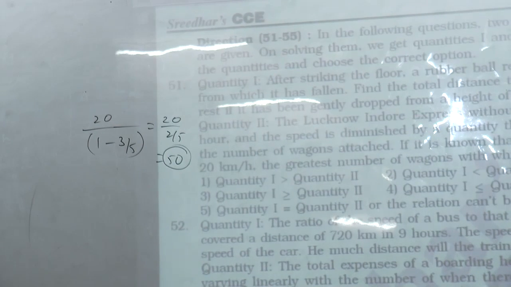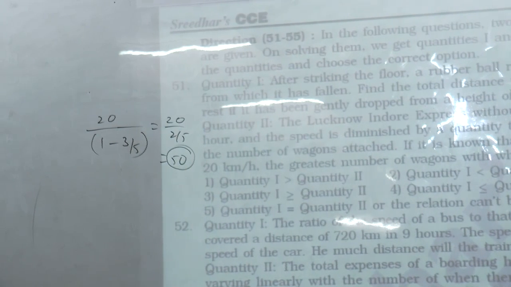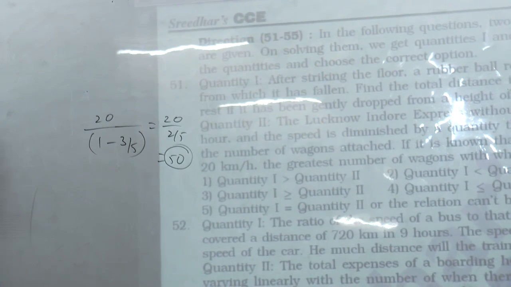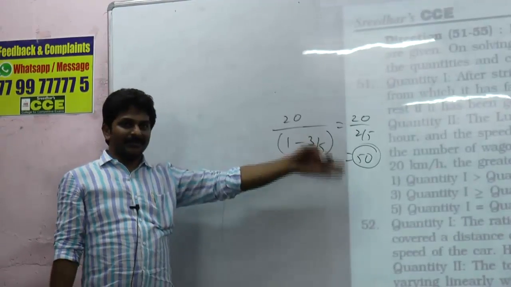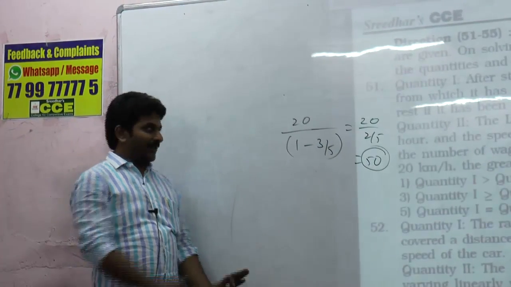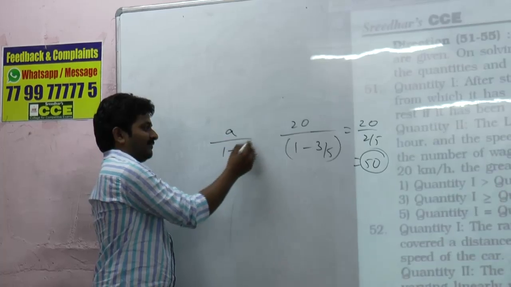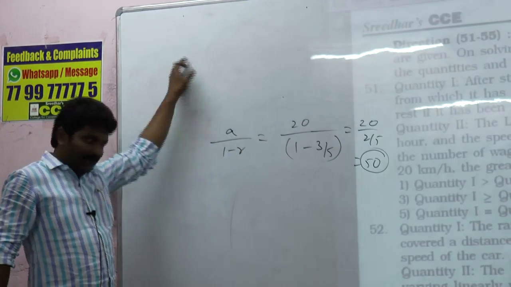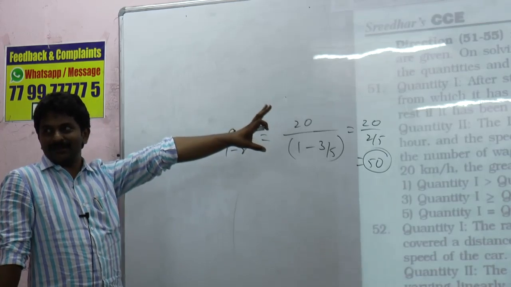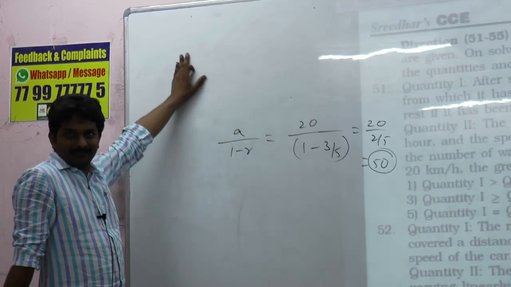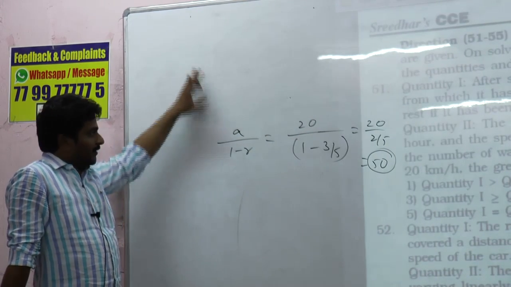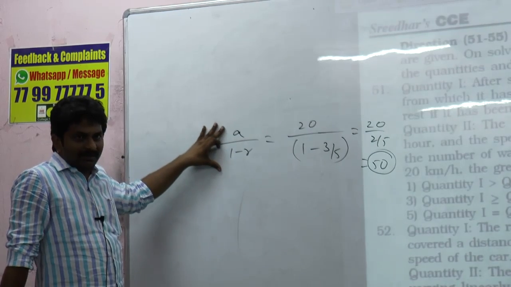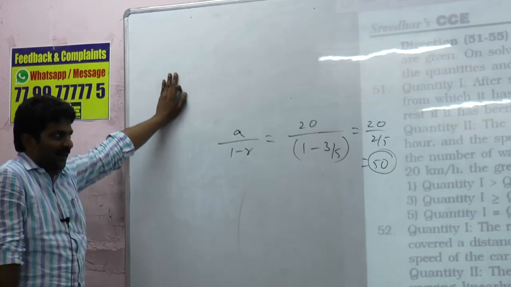Height is 20, r value is 3 by 5, 1 minus 3 by 5 is 2 by 5, that is 50 meters. If your formula is right, then that is the right answer, but I don't know the formula. But you have to use sum of infinite terms in geometric progression, that's for sure. Right, so 50 meters, take it as granted.